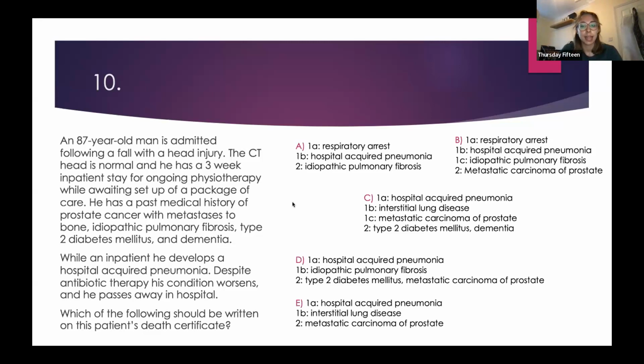You guys have gone for D, which is right. Well done. So the reason that A was wrong is because we've written respiratory arrest in 1A, and respiratory arrest is a patient's mode of death. It's not a cause of death. And we've also written idiopathic pulmonary fibrosis as 2, but the pulmonary fibrosis probably didn't contribute separately, it was more likely to predispose him to getting a HAP. So it kind of makes it 1B rather than 2. So answer B, again, we've put respiratory arrest as a mode of death.